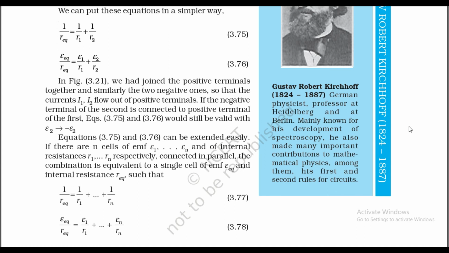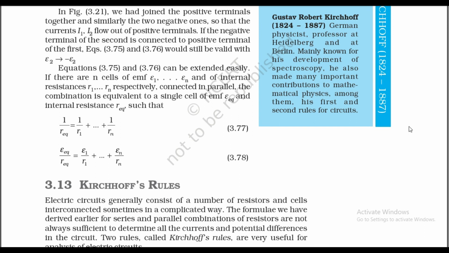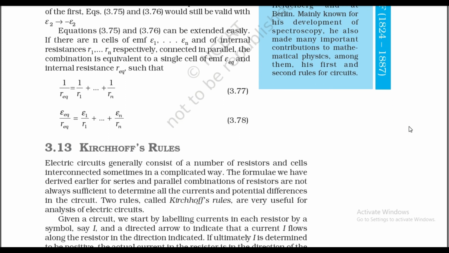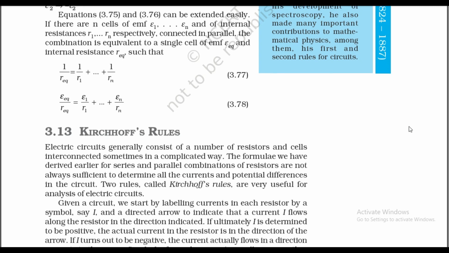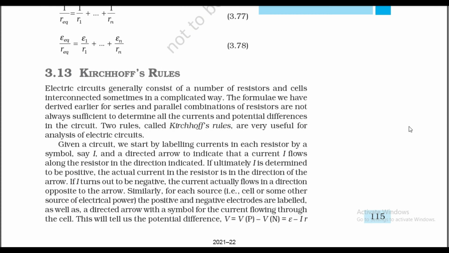If there are n cells of EMF epsilon 1 to epsilon n and of internal resistance R1 and so on to Rn respectively connected in parallel, the combination is equivalent to a single cell of EMF epsilon EQ and internal resistance REQ, such that 1 by REQ is equal to 1 by R1 plus and so on 1 by Rn, and epsilon EQ by REQ is equal to epsilon 1 by R1 plus and so on epsilon n divided by Rn.